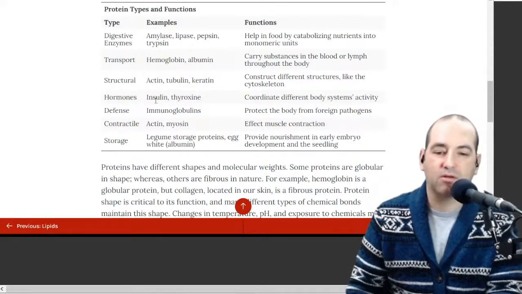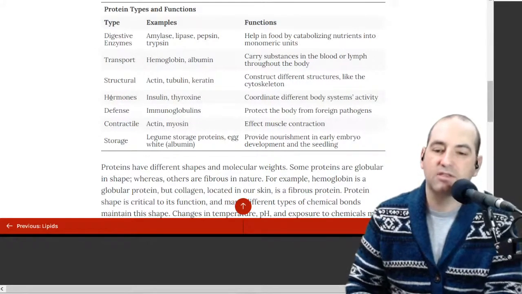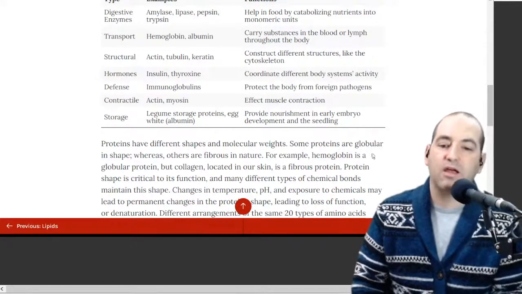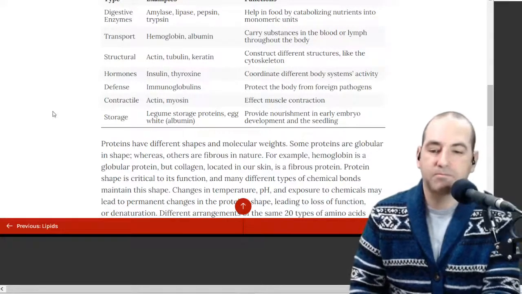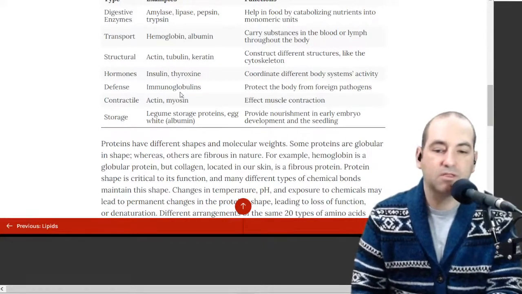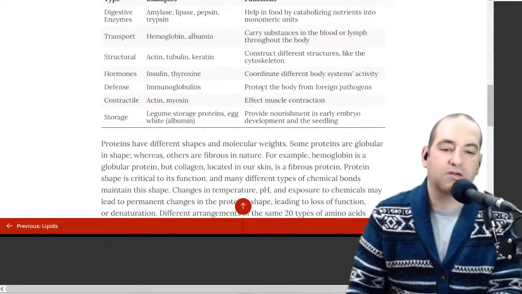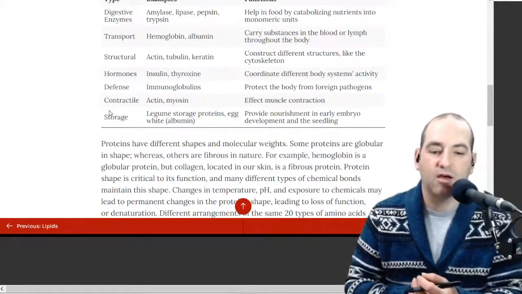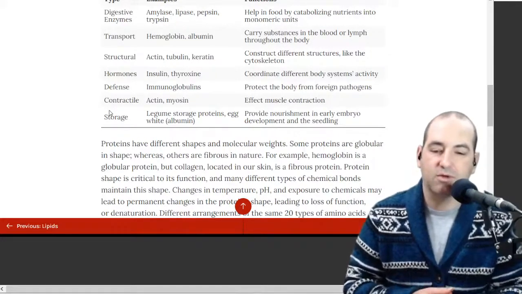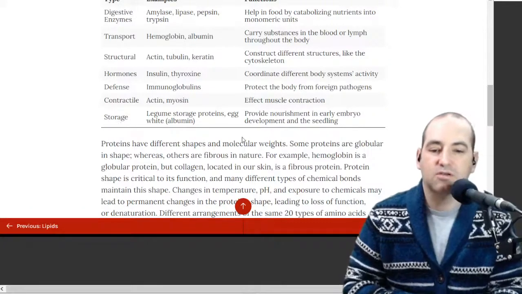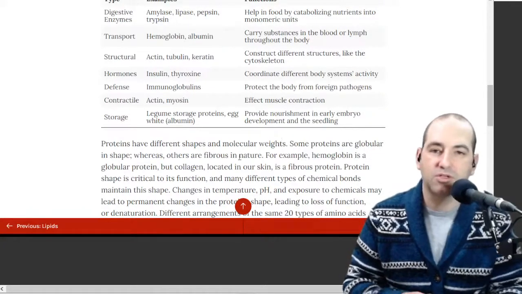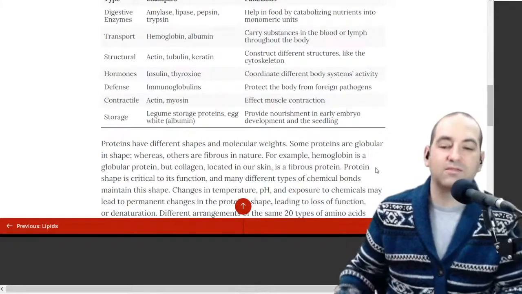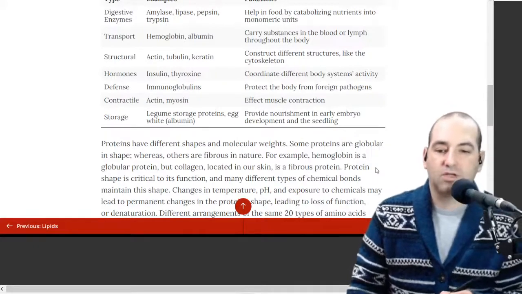Hormones are molecules that coordinate different body systems' activities. Some hormones are small molecules like the steroids that we looked at, and some are proteins like insulin. And then there are defense proteins, immunoglobulins that can protect from pathogens; contractile proteins, so proteins that move, like muscles, which is what muscles are made out of; and then storage proteins, like egg proteins that store nutrients for embryo development. So lots of different kinds of functions for proteins.